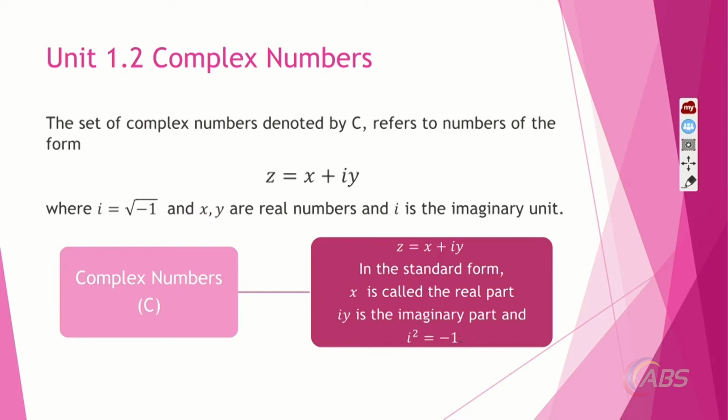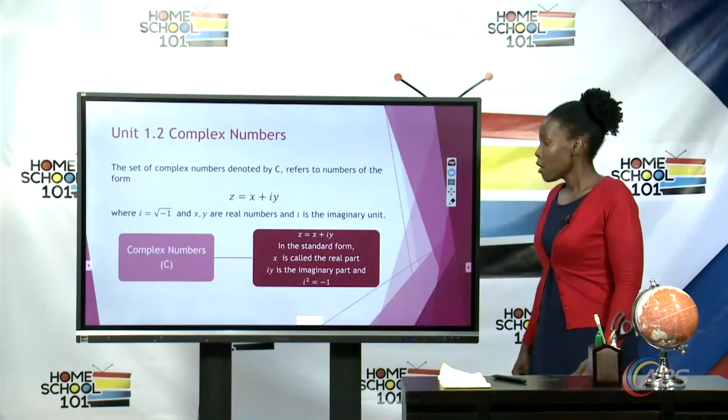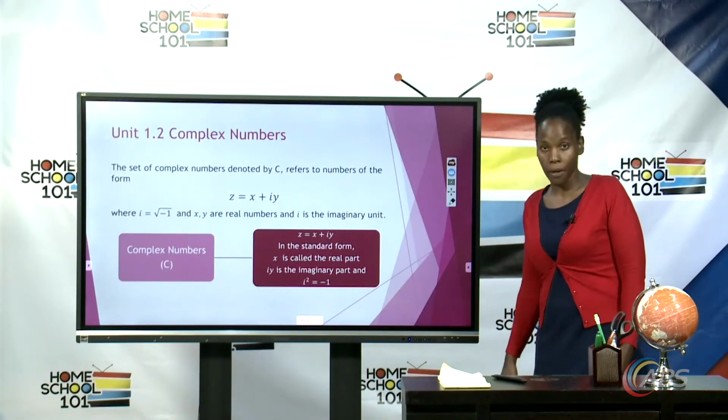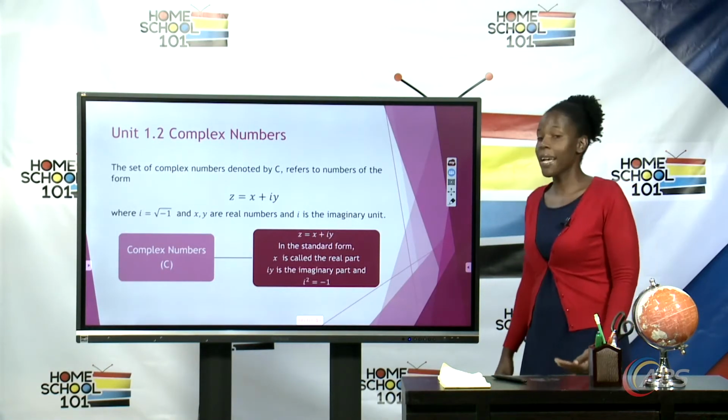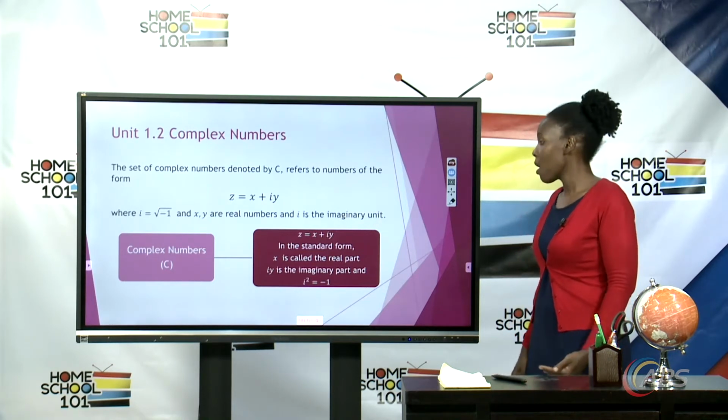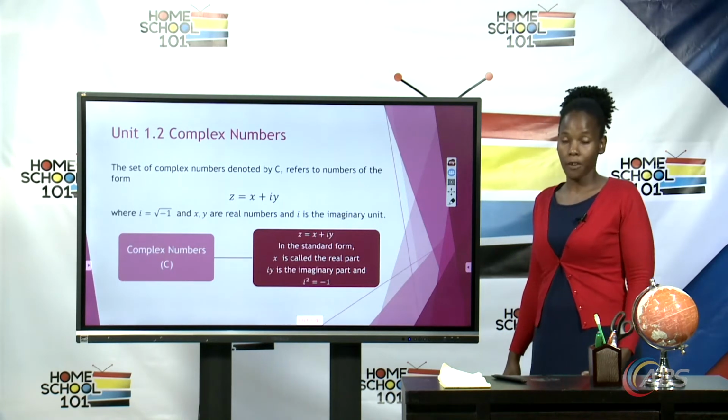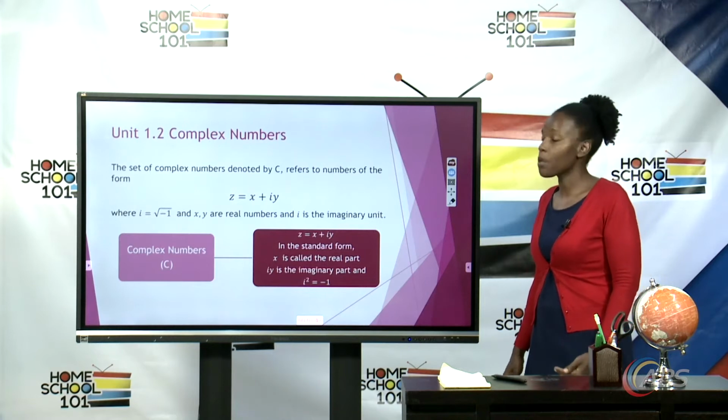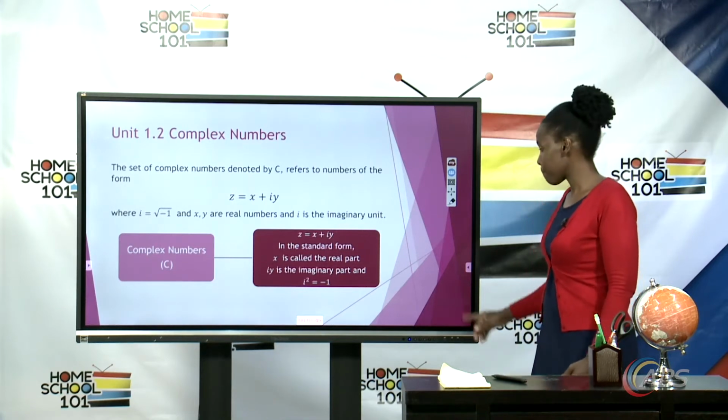Now, the set of complex numbers denoted by C refers to numbers in the form z is equal to x plus iy, where i is equal to the square root of -1, x and y are real numbers, and i is the imaginary unit. In the standard form, x is called the real part, iy is called the imaginary part, and i squared is equal to -1.